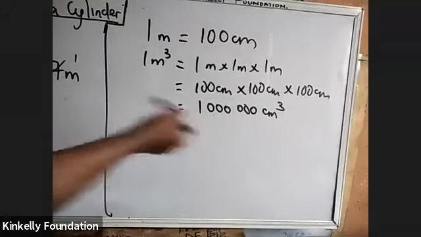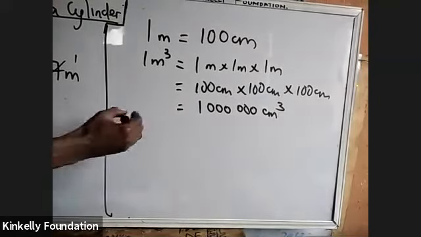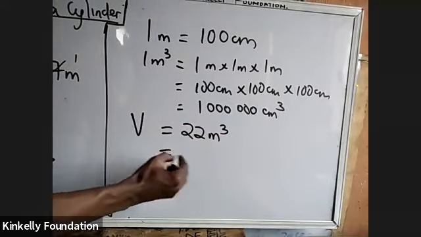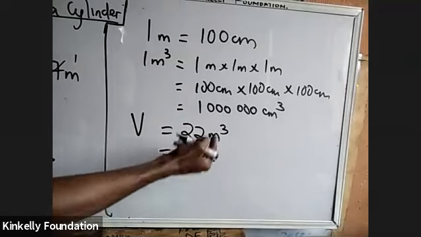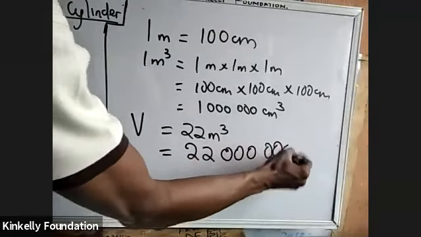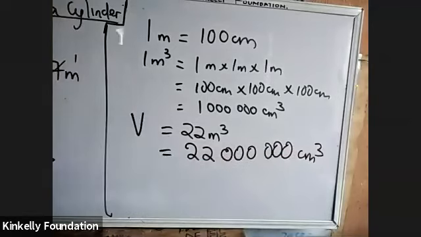Having noted this now, it means that volume, which is 22 meter cube, is the same as 22 million cm cube. You see it now.